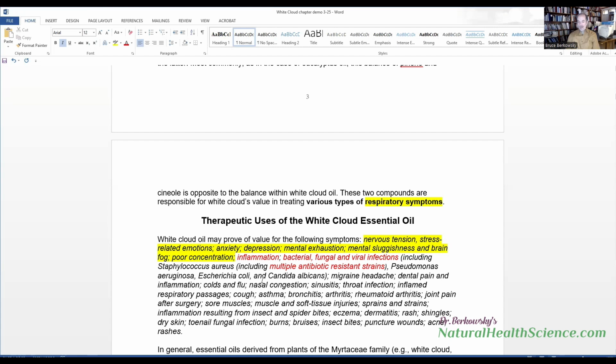And then it has all these other symptoms in here, which I'm not going to go through, but I do want to go through just one more thing. Here to here.